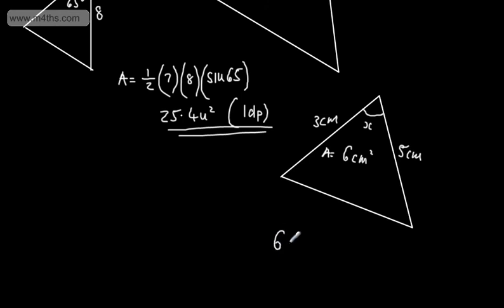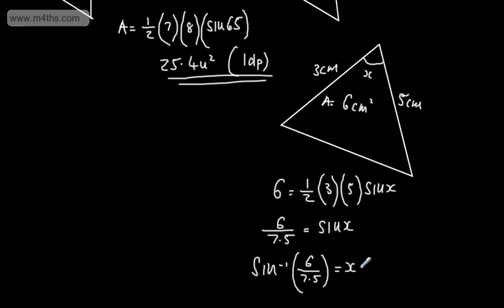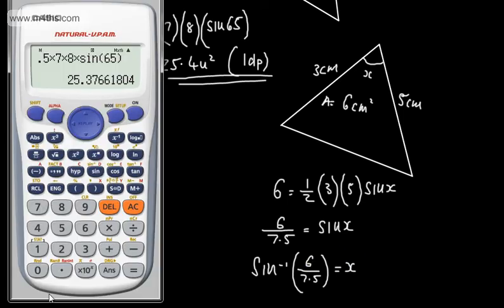So we can say that the area is going to be equal to 1/2 times 3 multiplied by 5 multiplied now by the sine of the angle, which is going to be x. So at this stage, what I can now do is divide both sides. This is 15 over 2, which is 7.5. So I can say 6 over 7.5 is equal now to sin x. I can take the inverse sine of both sides. Inverse sine of 6 over 7.5 is going to be equal to x, and we can simply plug that into a calculator. So all we've done is work that backwards.